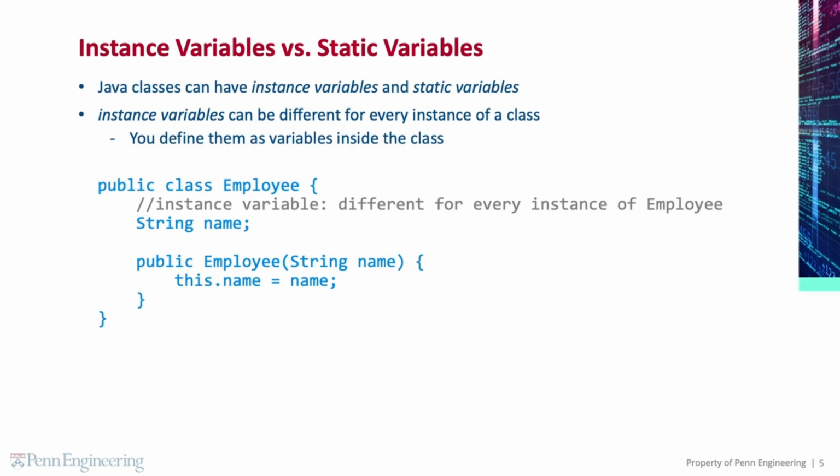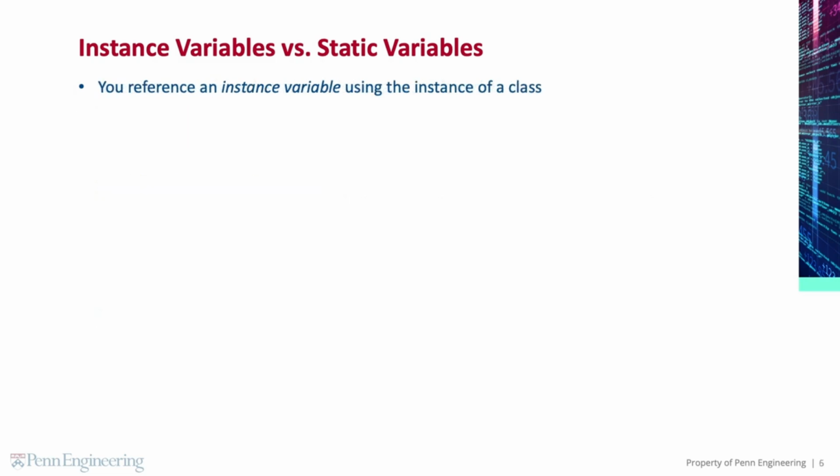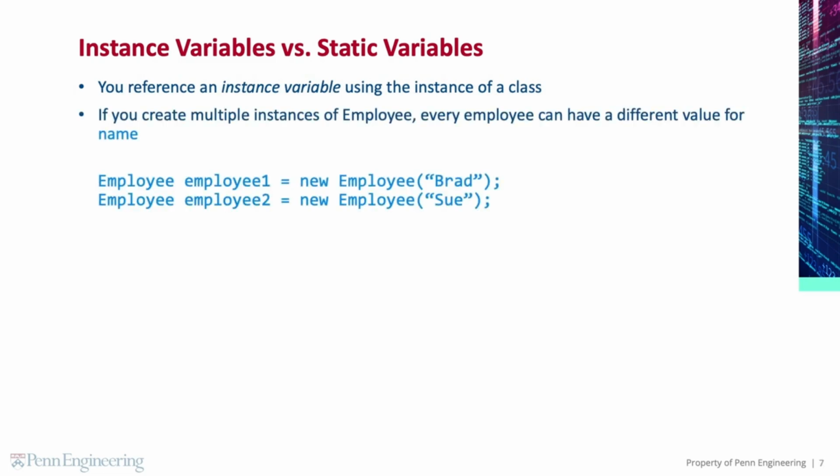In the class employee, we define an instance variable name, and we set the value of that name in the constructor. We call this.name equals name, which sets the value of the instance variable name in the class to the value of the given name in the constructor. You reference an instance variable using the instance of a class. If you create multiple instances of employee, every employee can have a different value for the name variable.